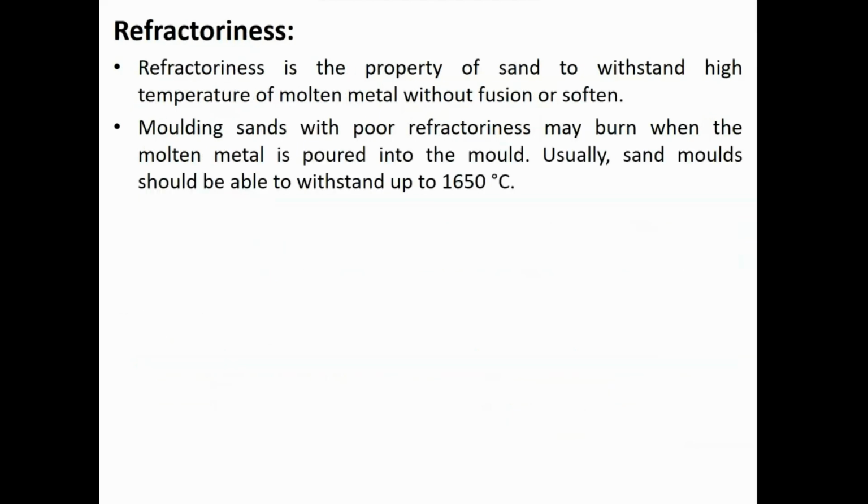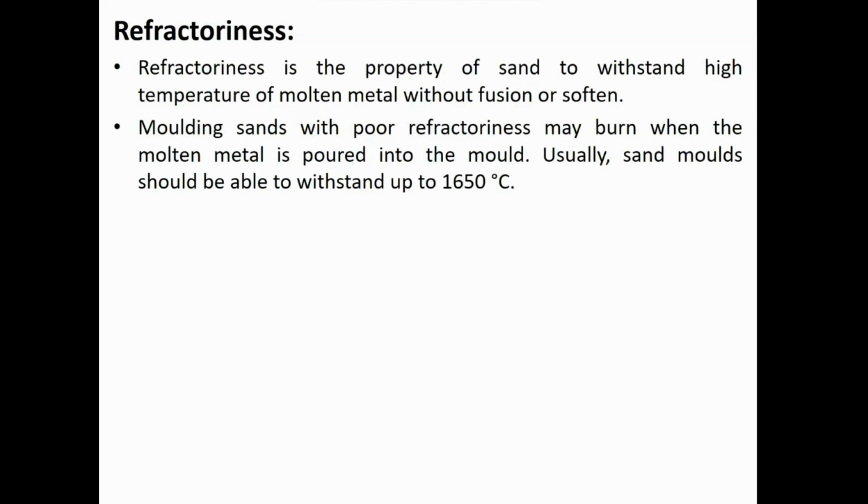And the last property is a very important property, and it is known as the refractoriness. This is the property of the sand to withstand the high temperature of molten metal without fusion or softening. Your mold cavity should retain its shape and size while the metal is poured into it. Refractoriness is related to the ability of the sand to withstand high temperature. If the molding sand has poor refractoriness, it will burn when the molten metal is poured into the mold, and it will become softened. You know that at a temperature close to 1700 degrees centigrade, your sand or silica quartz behaves like a fluid.